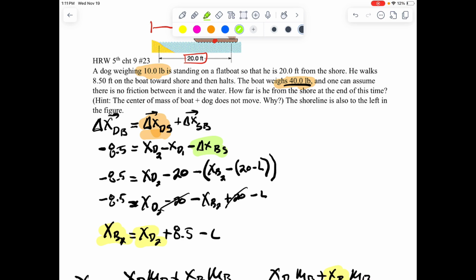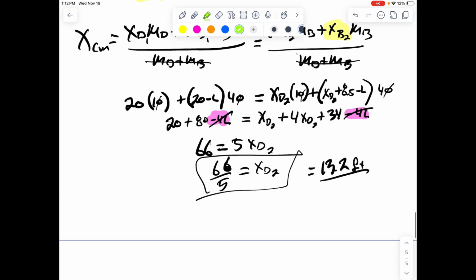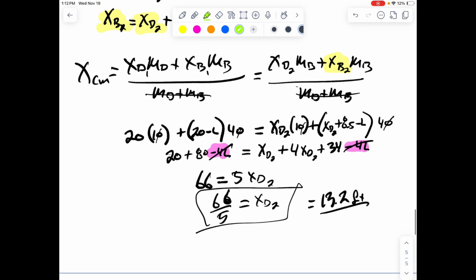So you know that those changes relative to the shore, the boat will move 1/4 as much, or the dog will move 4 times as much. So knowing that relationship, you could plug that into this transformation and figure out the position of the dog at the end from that, because you know the boat will move 1/4 as much. And I'm not going to go through that, but that would give you the same answer. Give you 13.2 rather. All right, there's that one.